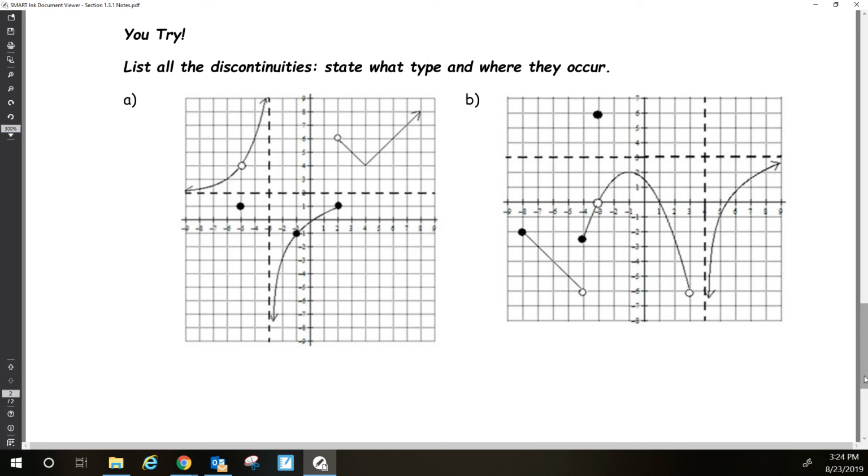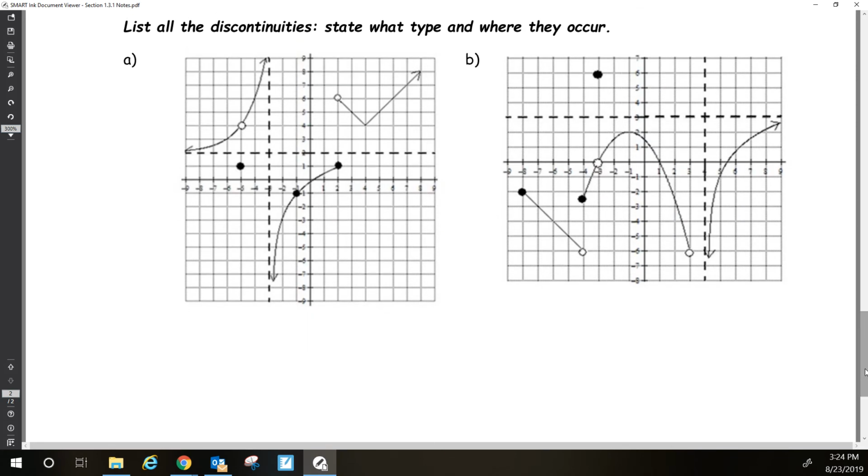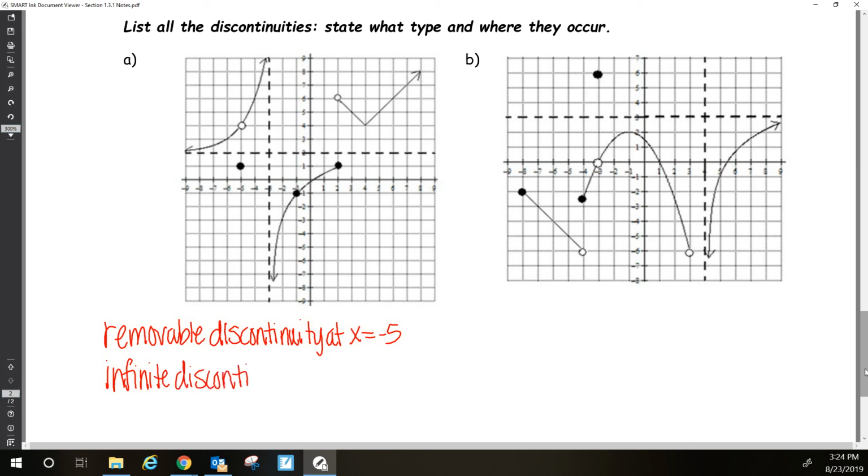All right, if you're coming back, I assume you've paused your videos and you've got some answers you want to check. All right, for A, we've got a removable discontinuity. And that is at, let's see, x equals negative 5. When x is negative 3, we've got an asymptote, so that's an infinite discontinuity. And that's at x equals negative 3.